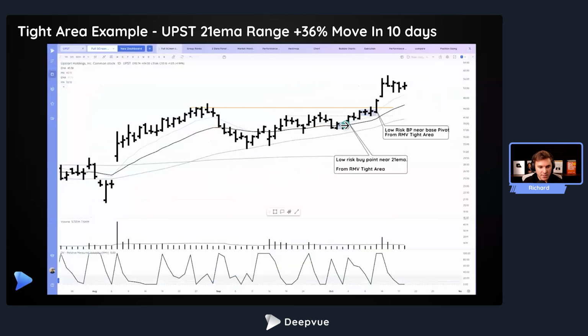UPST, within this base, it had really nice subtle tight areas that, if you're not a market wizard or you're not using RMV to point out when RMV goes to zero, you're not seeing these, and you're waiting until this base breakout, which worked in this case, but often, like I said, there could be easily a failed breakout, a reset, and then it works. So if you're in from lower buy points, you've got a better cost, you can manage risk tighter, and you've got a profit going into that base breakout attempt.